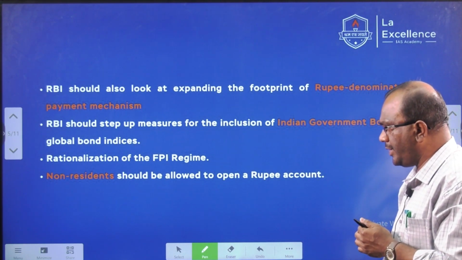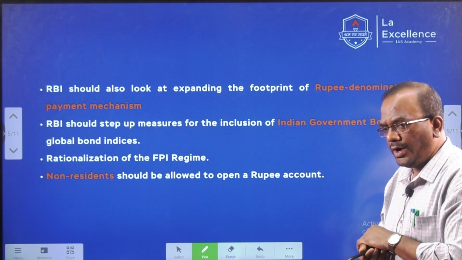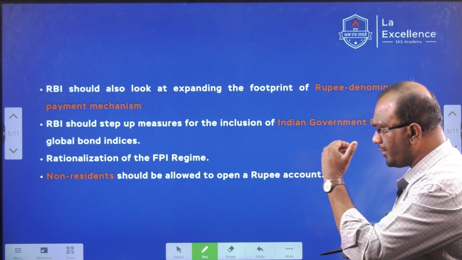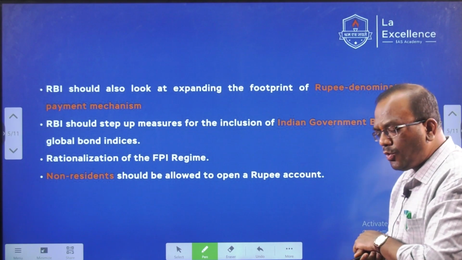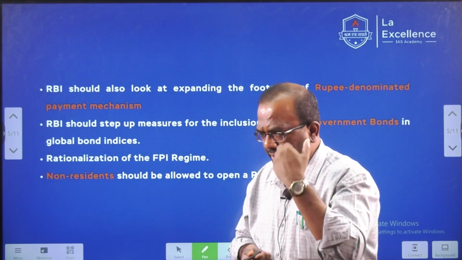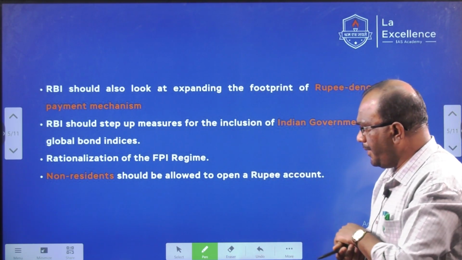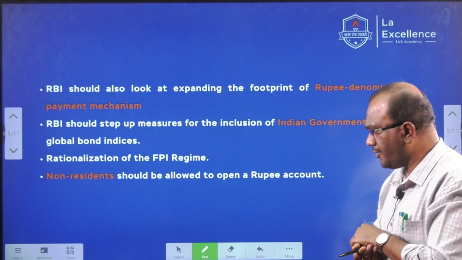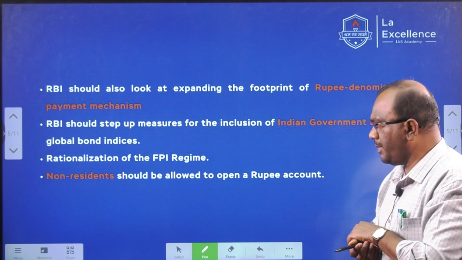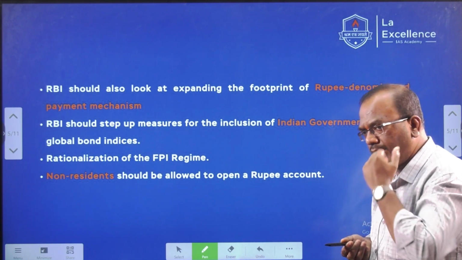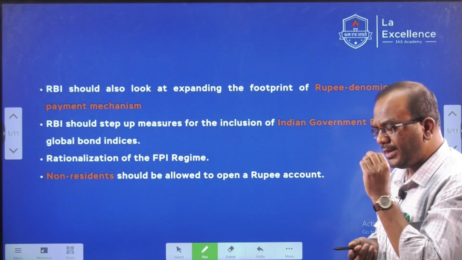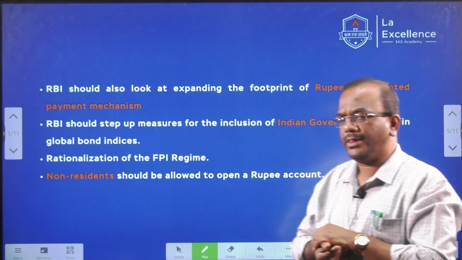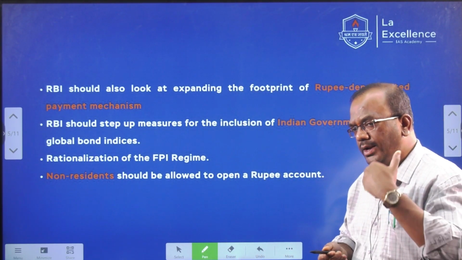Then rationalization of the FPI, foreign portfolio investment regime, which I explained. And then non-residents should be allowed to open a rupee account. The people who have gone abroad and send a lot of money, remittances, so the non-residents should also be made to open a rupee account. All this explains the internationalization or globalization of the Indian rupee, the rupee now becoming a global currency.